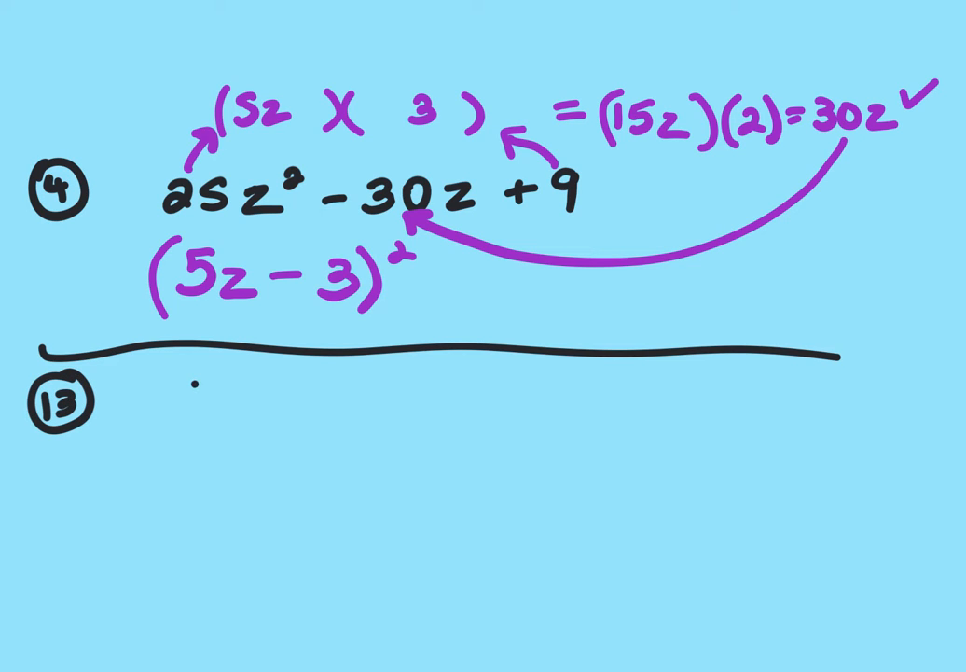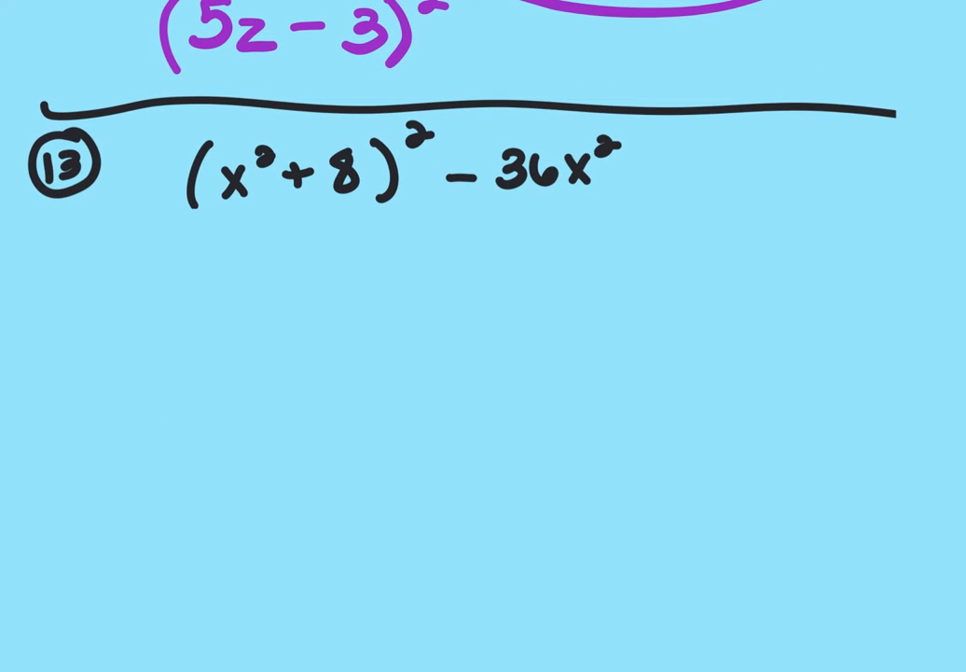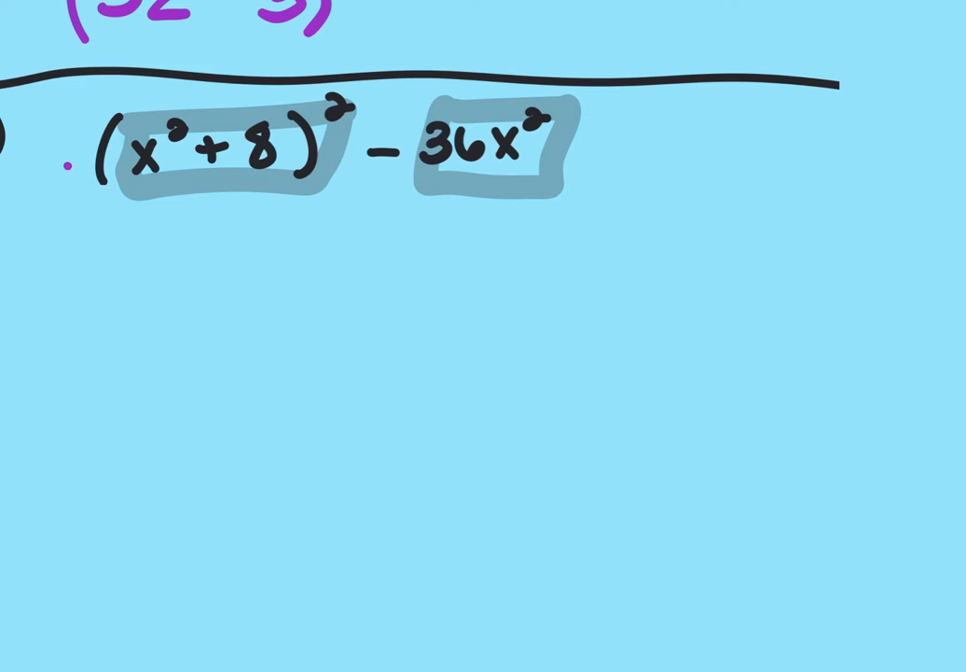In parentheses, x squared plus 8, and then the parentheses ends, and then squared, minus 36x squared. Like that? Yeah. Okay. So this is actually difference of 2 squares. Like those are 2 perfect squares, right? This whole thing is a perfect square, and this whole thing is a perfect square. So I would square root that first one. The square root of x squared plus 8 squared is x squared plus 8.